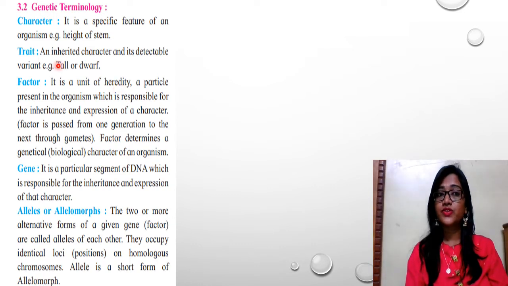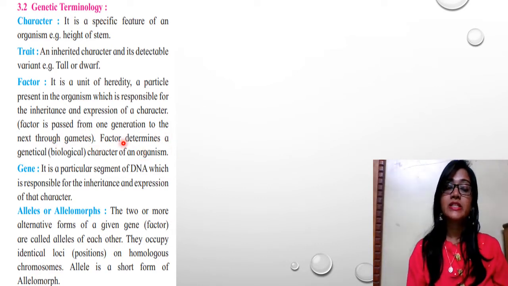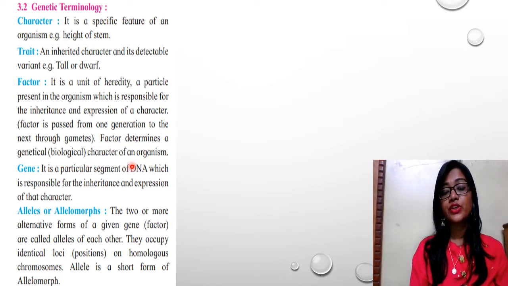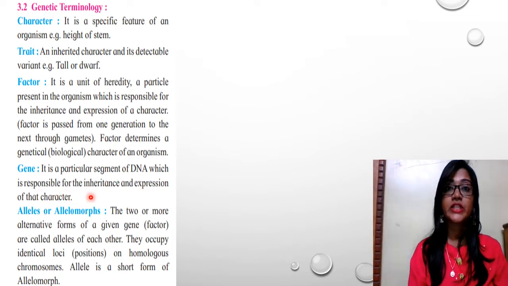These two are traits. What is factor? It is a unit of heredity, a particle present in an organism which is responsible for the inheritance and expression of a character. Factor is passed from one generation to the next through the gametes. Factor determines a genetical biological character of an organism. What is gene? Gene is a particular segment of DNA which is responsible for the inheritance and expression of that character.